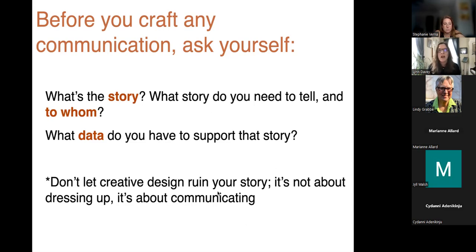Not all designers are the same. I work with one designer almost exclusively, and I have to tell her how I want my data visualizations to go. Otherwise, they'll look really pretty, but they might not communicate terribly effectively.